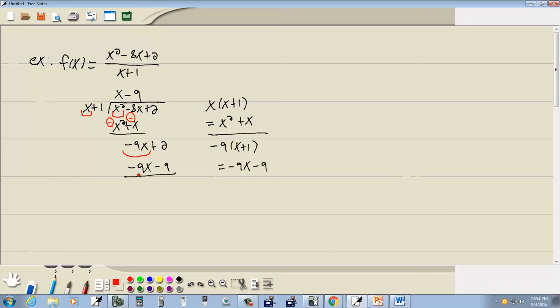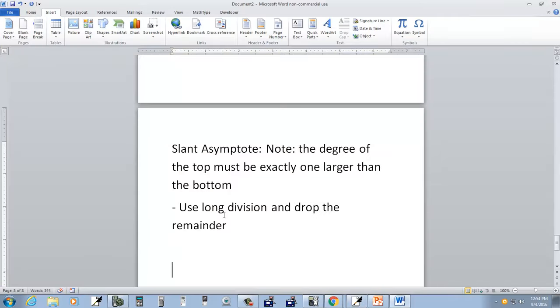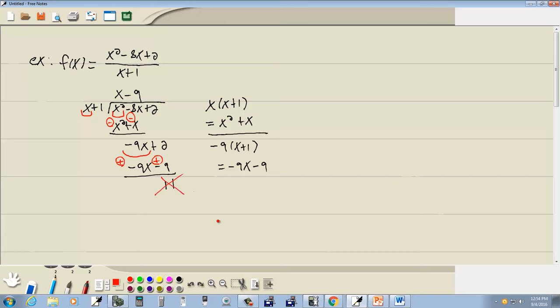Now we're going to subtract that line, which means flip signs. So this becomes a plus, this becomes a plus. Negative 9x plus 9x cancels. 2 plus 9 is 11. But our instructions say to use long division and drop the remainder. So we're going to drop this remainder, and this is going to be our slant asymptote. That's going to be y is equal to x minus 9.